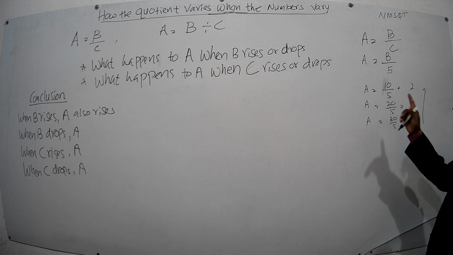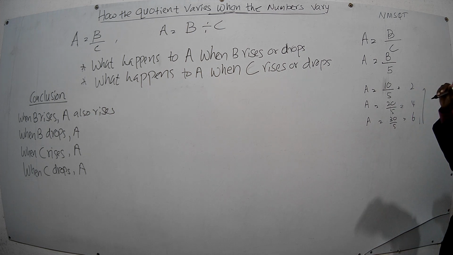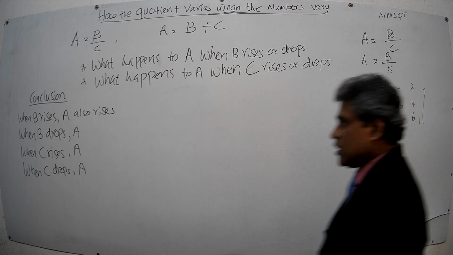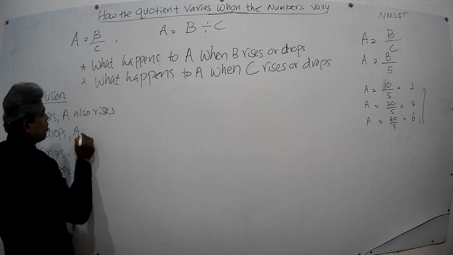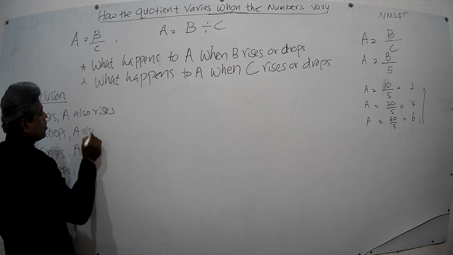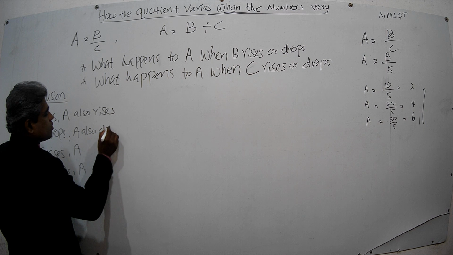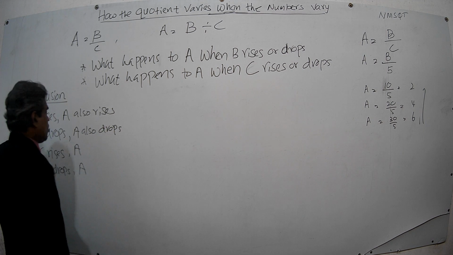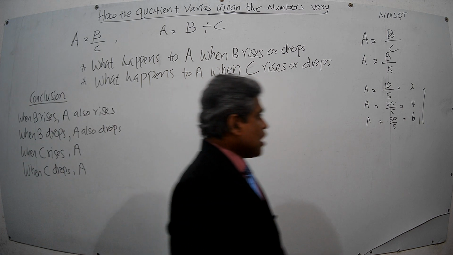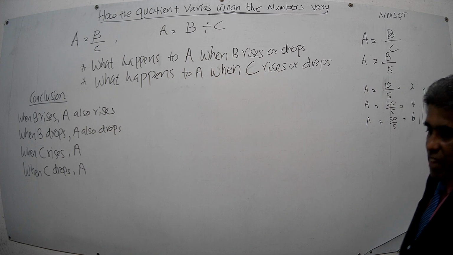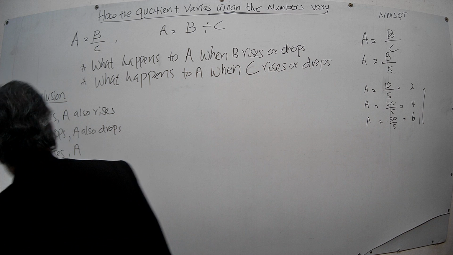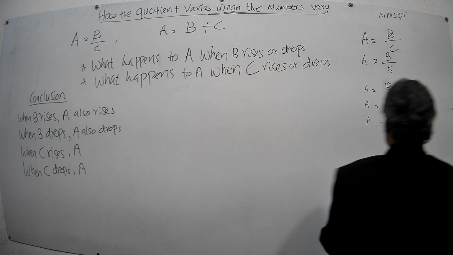Therefore, the conclusion is when B decreases, quotient A also decreases, right? When B drops, A also drops. A also drops, right? Next up. Now we studied the effect of changes in B upon the quotient A, right?